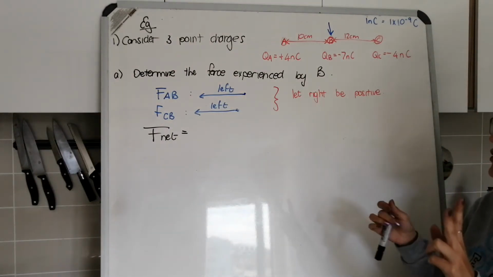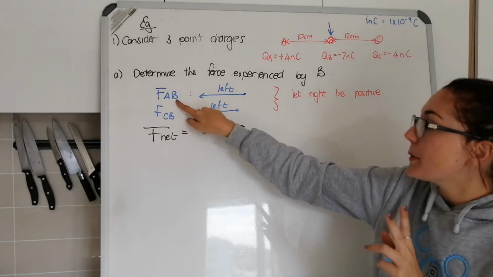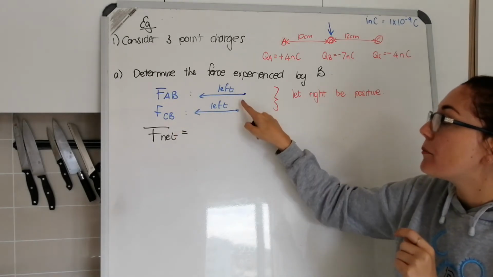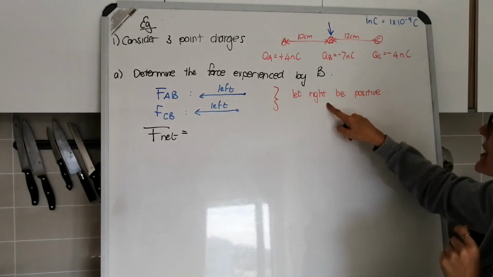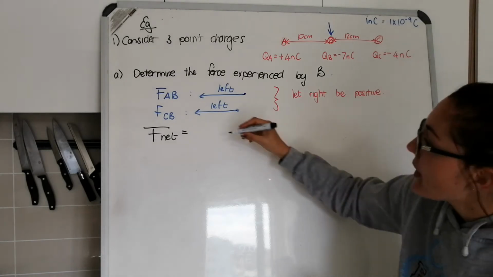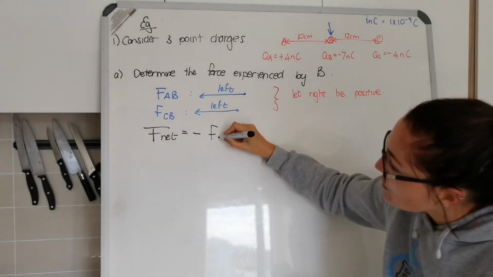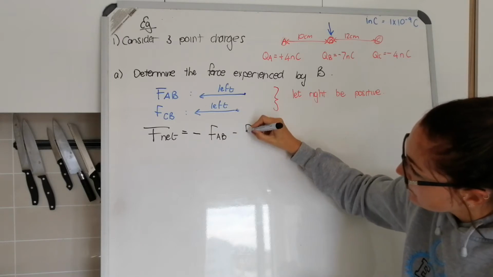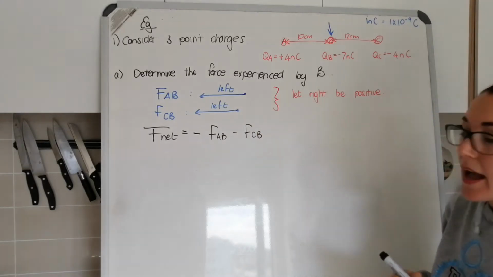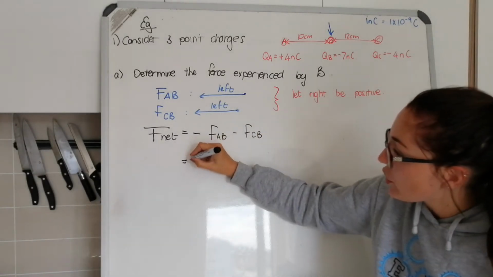Now we've got two forces on B. We've got the force of A on B and the force of C on B, and they are both to the left, and I've said right is positive. So that means both of these terms are going to be negative. Okay, and now we go and expand them using Coulomb's law.